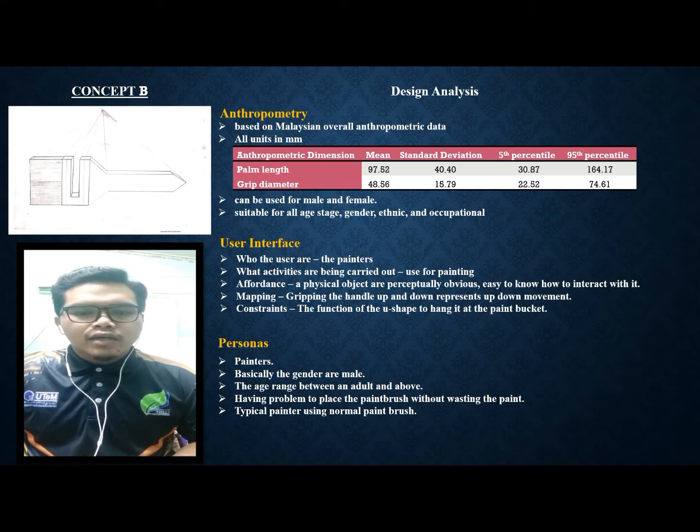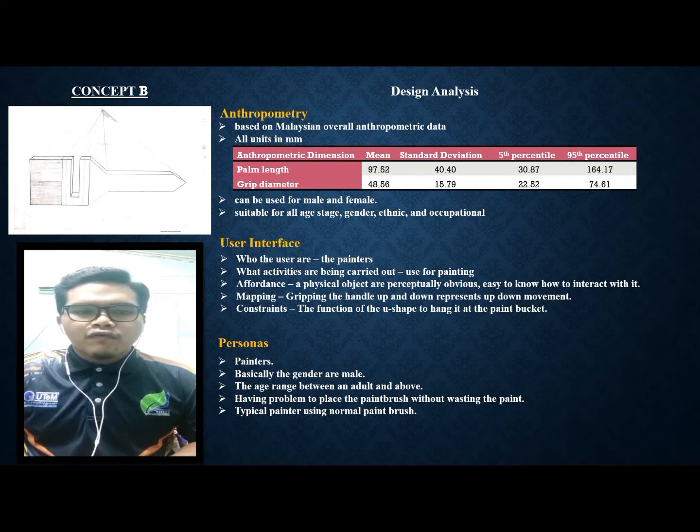This concept design can be used for male and female and is suitable for all stages, genders, ethnicities, and occupations. In the user interface of this concept, the targeted user is the painters and the activity being carried out is painting. The affordance of this physical object is perceptually obvious and easy to know how to interact with by gripping the handle of the paintbrush. The mapping of the concept is that gripping the handle up and down represents the up-down movement of the paintbrush while painting.